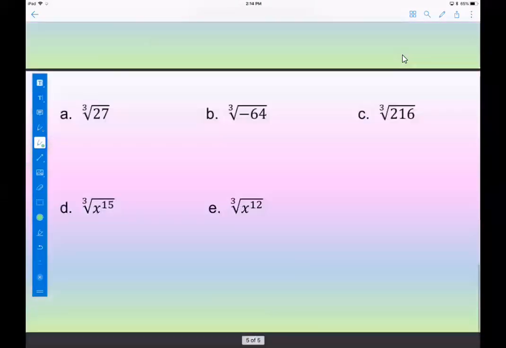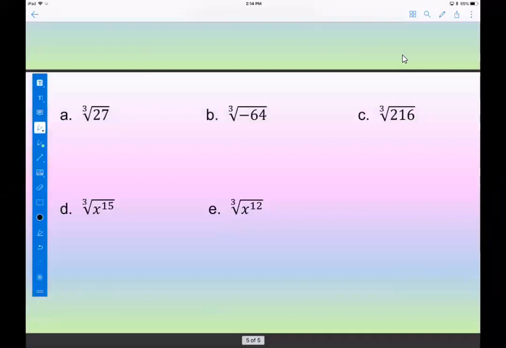So for these examples, the cube root of 27, what number, when we cube it, will be 27? We'll look at the list, or you memorize it. The cube root of 27 is 3. The cube root of negative 64. Now with the square root, we can't have this negative, but cube roots we can. Cube root of 64 is 4, but since it's negative, it will be negative 4. The cube root of 216 is 6.